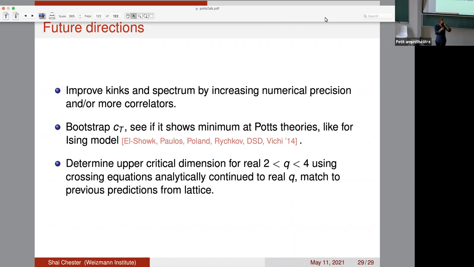Once you're looking at the tensor product of two fundamentals of S_Q, there are now four representations instead of just three, as in the case of Q equals 3. And so it might be the case that, instead of sigma prime, perhaps sigma versus the lowest relevant operator in this new representation is the thing that shows the nice kink for general Q, and when Q equals 3, it becomes the story you already saw. I mean, there's certainly a lot to explore.